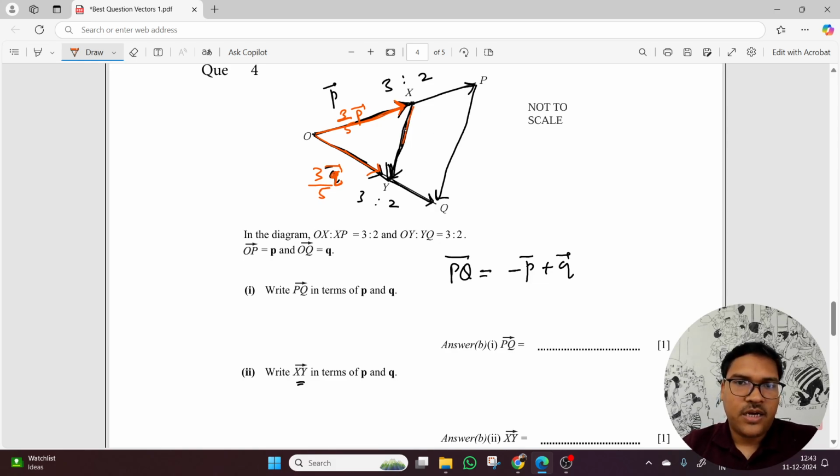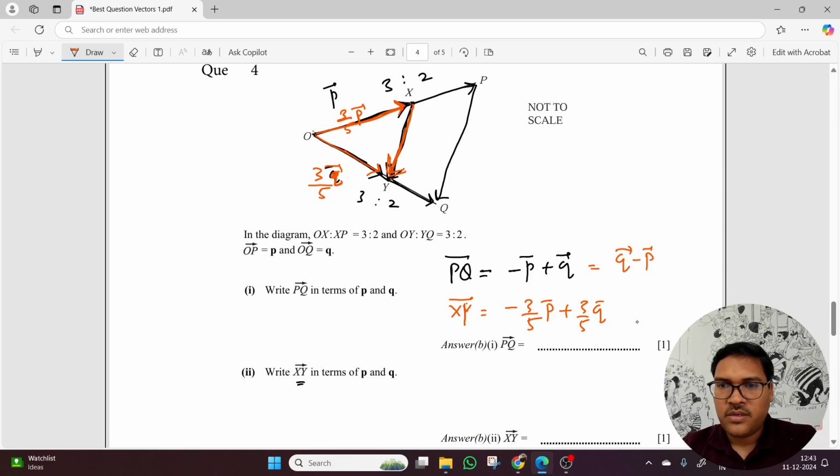Now I can easily write what XY vector is. XY vector will be equal to X to Y vector. You go from X to O, that is minus 3/5 P vector, plus 3/5 Q. So this is basically 3/5 of Q vector minus P vector. Okay. So I hope this part is clear.